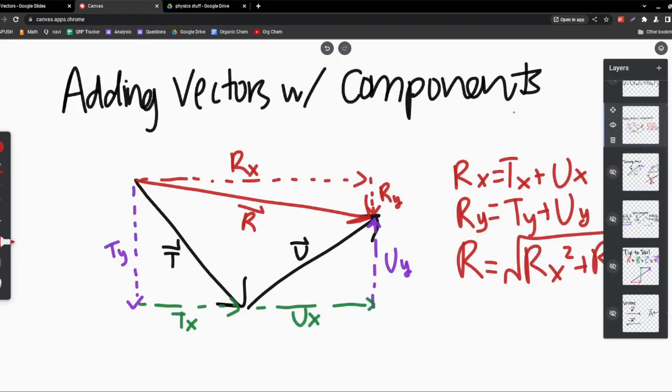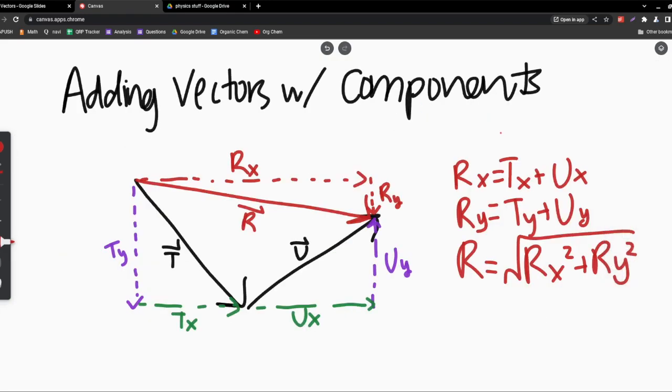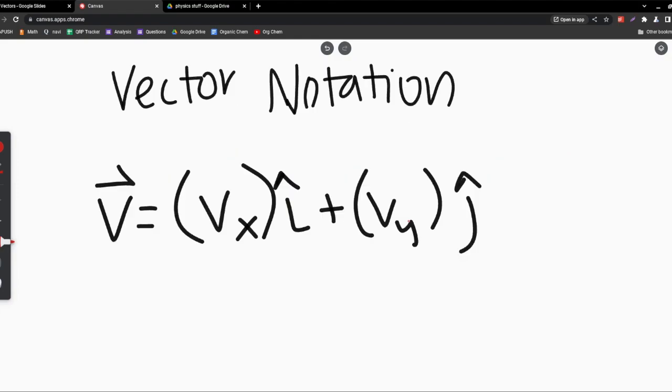And then now we have adding vectors with components. And this is basically the same as the other slide I showed you, just more visualization. If we wanted to add these two vectors, we can add the x components of both of them and the y components of both of them in order to get this equation right here, which we can use to figure out the numerical value of our resulting vector. But that's about it.